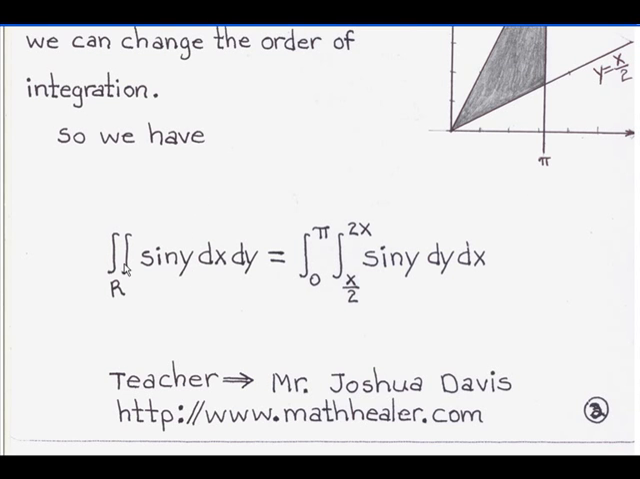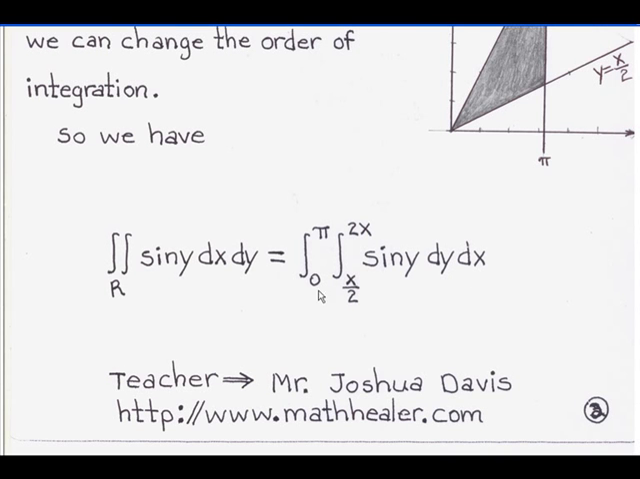So we have the double integral of the sine of y dx dy. Since we know that the function is continuous in this region and that y is bounded by an upper function and a lower function, we are now going to change the order of integration, meaning instead of it being dx dy, it is now dy dx.